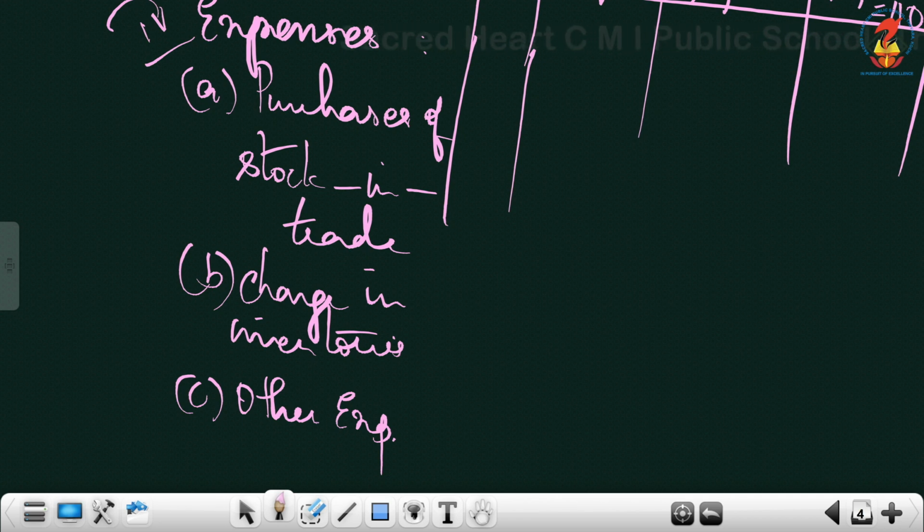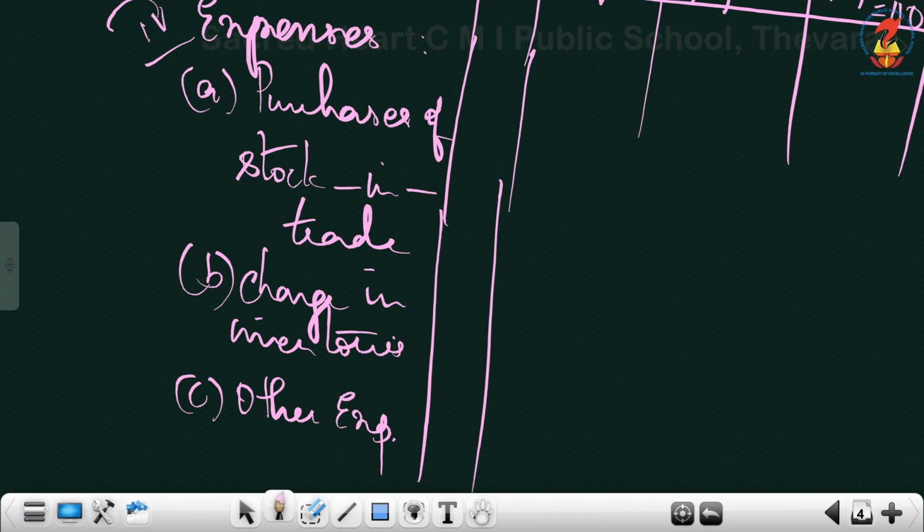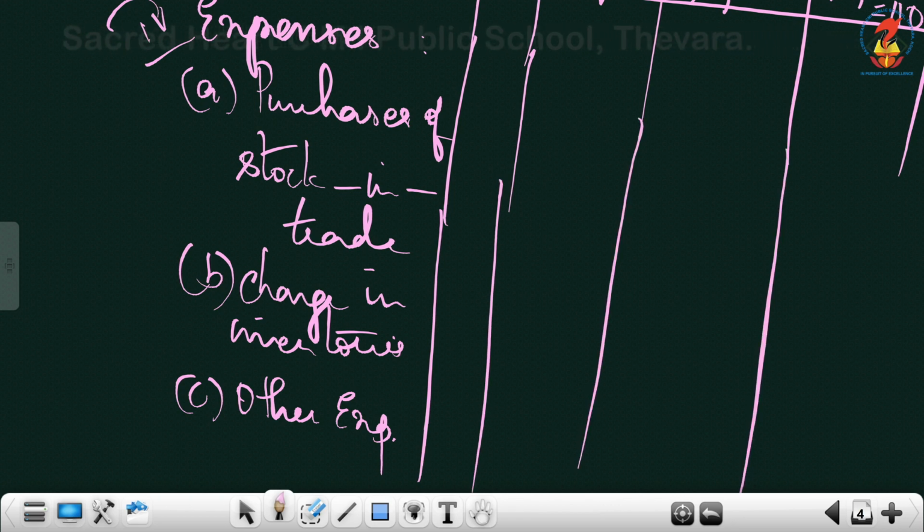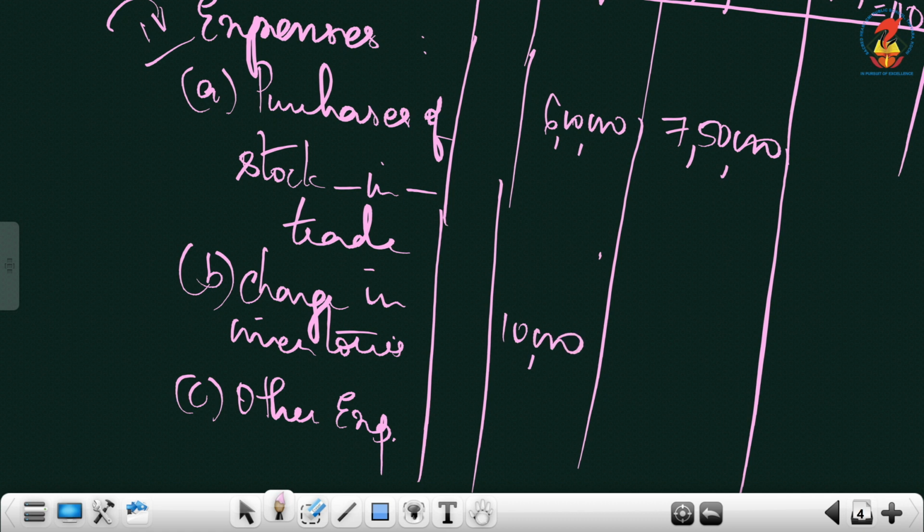Values are directly given, no? Yes. So now you just copy previous year first, then current year. Purchases of stock in trade is 6 lakhs and 7 lakh 50,000. Then here change in inventory is 10,000 and minus 50,000. Write figures carefully. Then 7,500 and 10,000 other expenses.